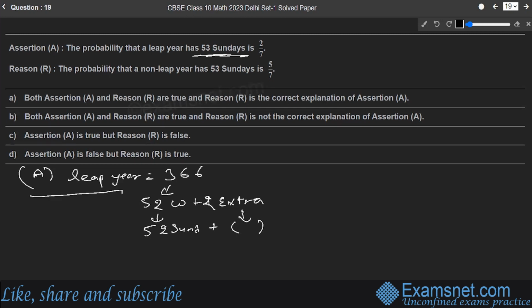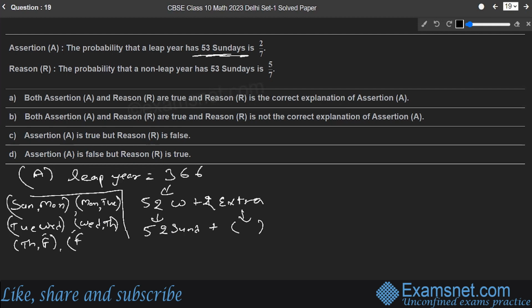If you make the combinations of those 2 extra days, they can be Sunday, Monday, that is they can be consecutive, or Monday, Tuesday, or Tuesday, Wednesday, or Wednesday and Thursday, or Thursday and Friday, or Friday and Saturday, or Saturday and Sunday. Okay, so these are the various cases available for those 2 extra days to fall.